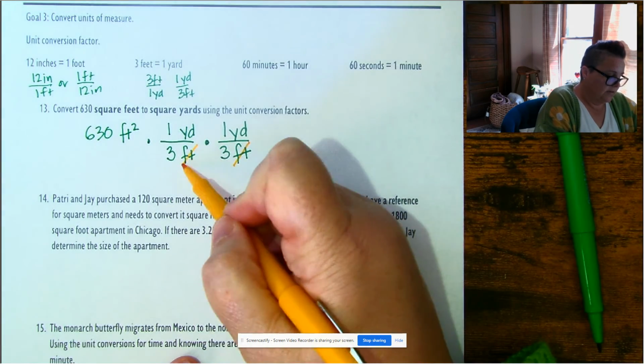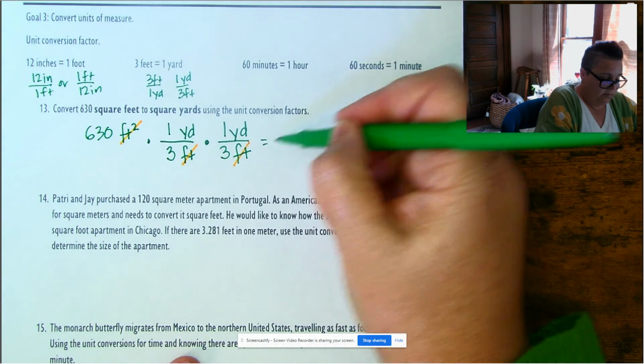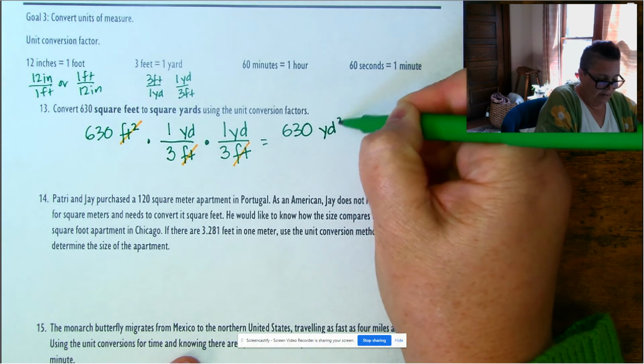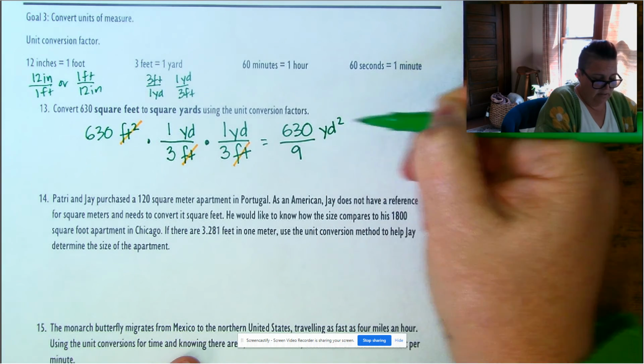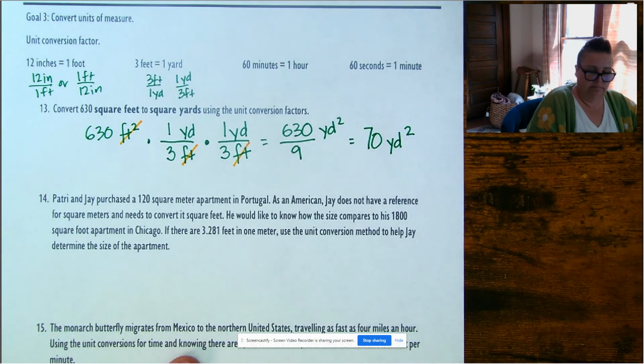Now both of these feet will cancel with the feet squared, and I am left with 630 yards squared over 9, or 70 yards squared.